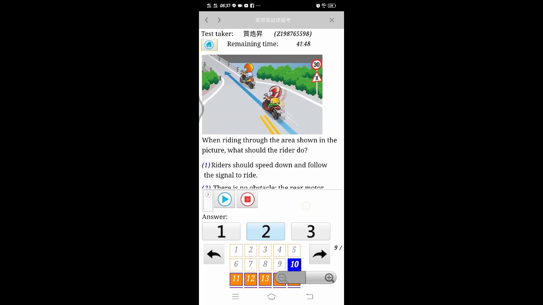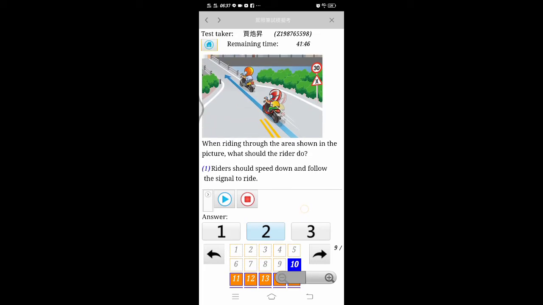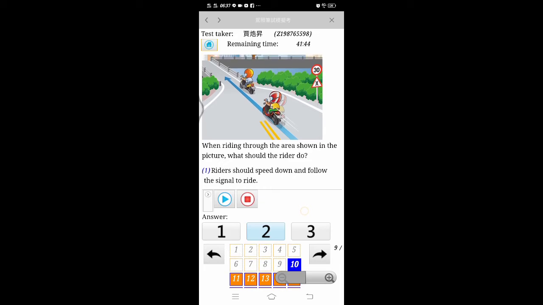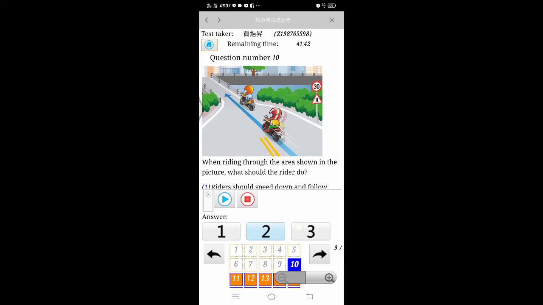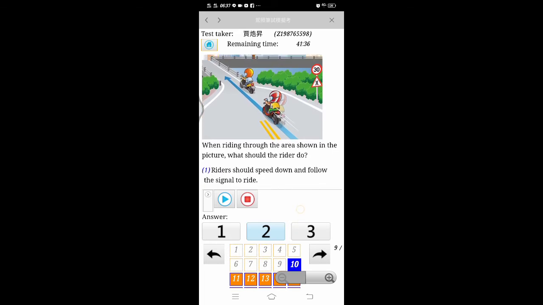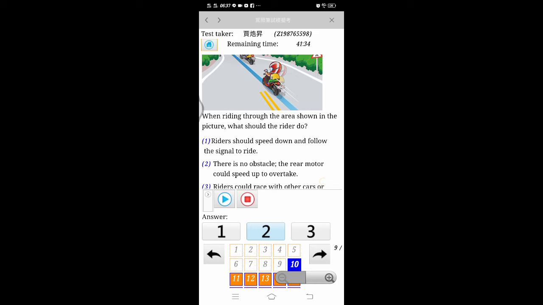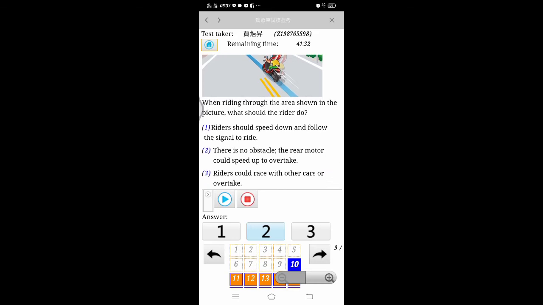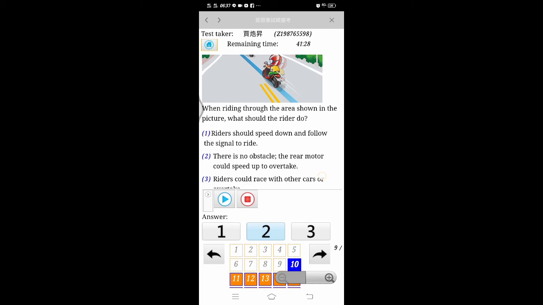When riding through the area shown in the picture, what should the rider do? 1. Riders should slow down and follow the signal to ride. 2. There's no obstacle. The rear motor could speed up to overtake. 3. Riders could race with other cars or overtake.